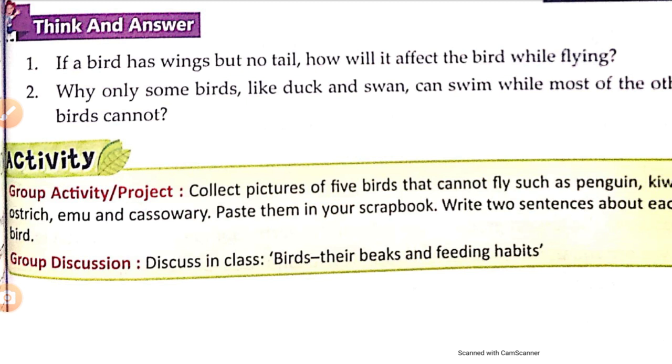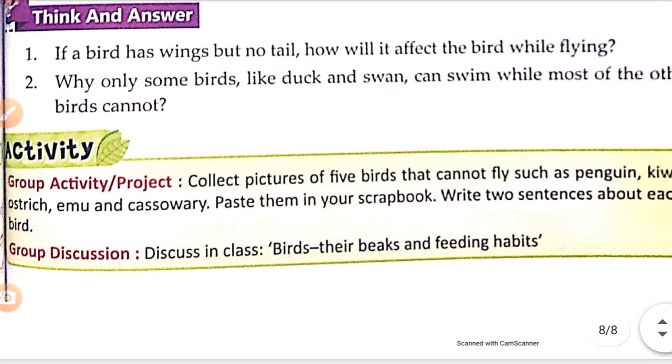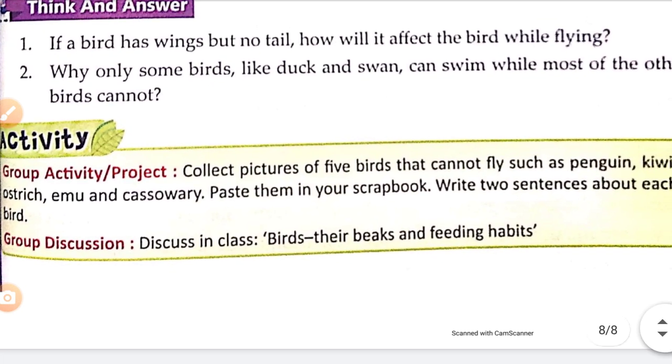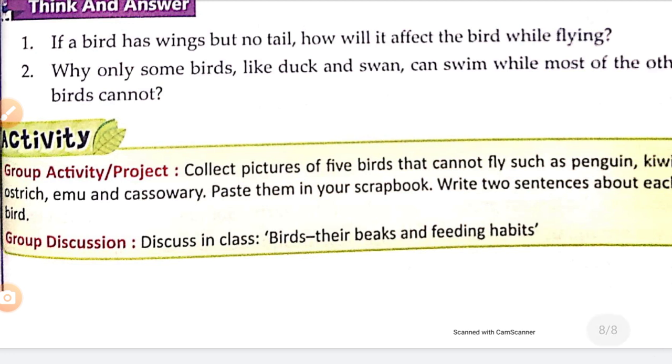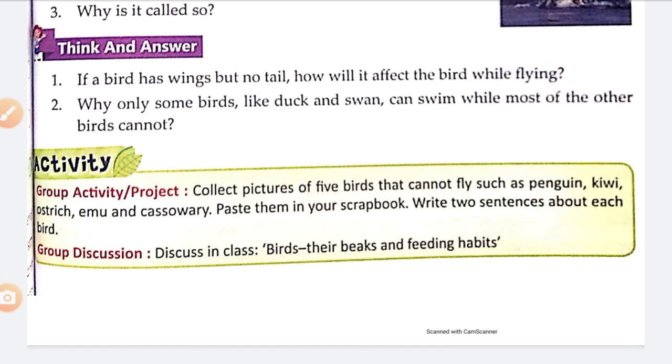Think and answer. If a bird has wings but no tail, how will it affect the bird while flying? We know that a bird's tail acts as a rudder, means it gives the direction while flying. Without a tail, they must fly in one direction. So the tail helps them in changing direction. If the tail is not there, then birds cannot change their way.